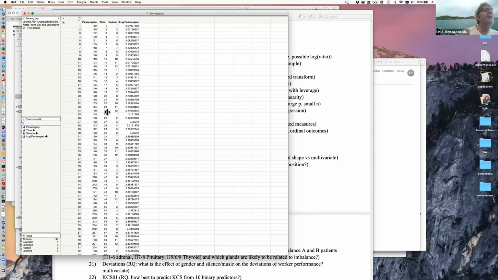So I don't remember whether yours has log passengers in. Do you have log passengers in your version of the data file? Okay, so let's ignore log passengers to start with.